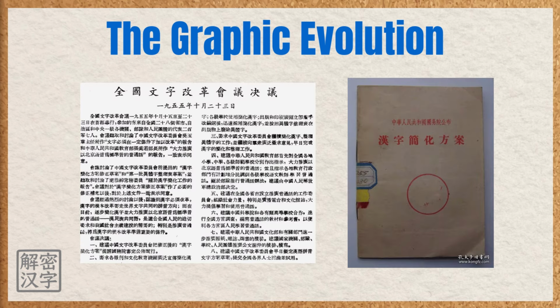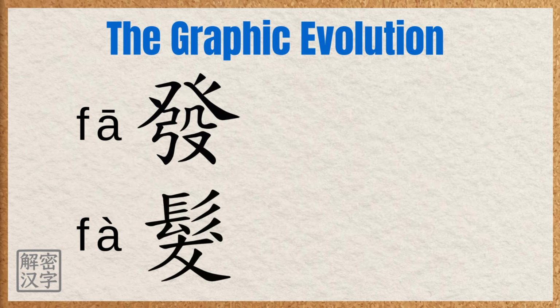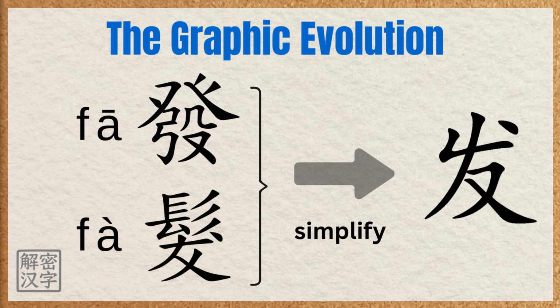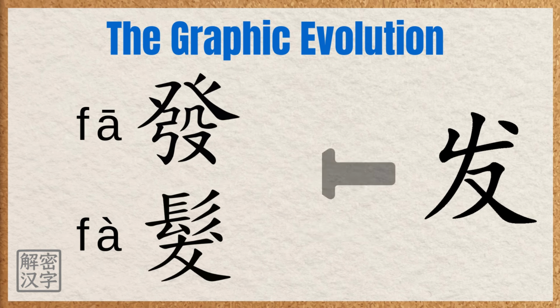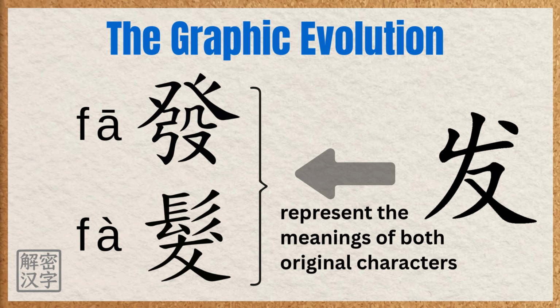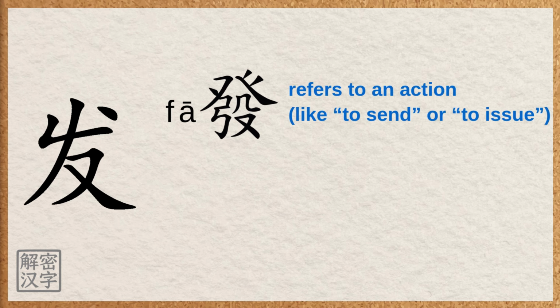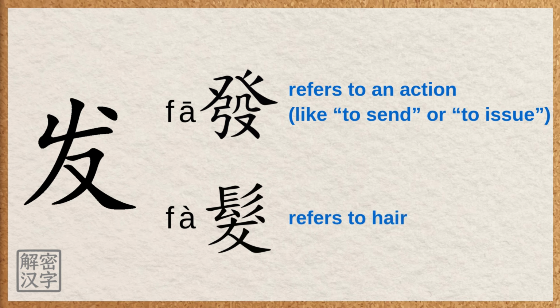Later, in China's 1956 Scheme for Simplifying Chinese Characters, both traditional forms were merged and simplified into the single character that we use today. In simplified Chinese, this character can represent the meanings of both original characters. When it's pronounced fa, it often refers to an action, like to send or to issue. When it's pronounced fa, it refers to hair. So you usually tell which one it is from context.